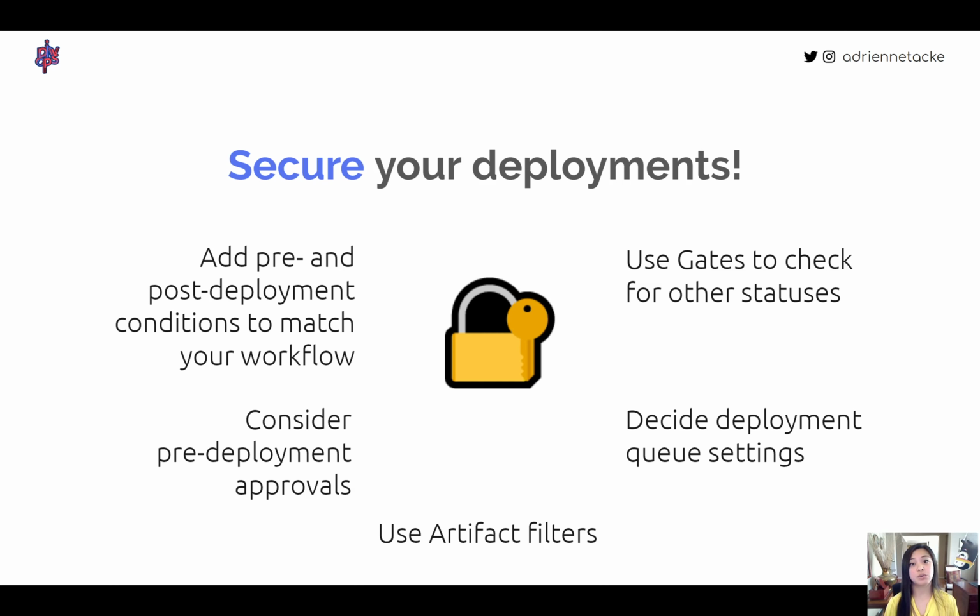Or maybe you want to invoke an Azure function and do some logging, and only when that is successful do you actually then want to move on with the deployment. These are the types of things you can do with gates, and a way for you to check different statuses before fully continuing on with your deployment.